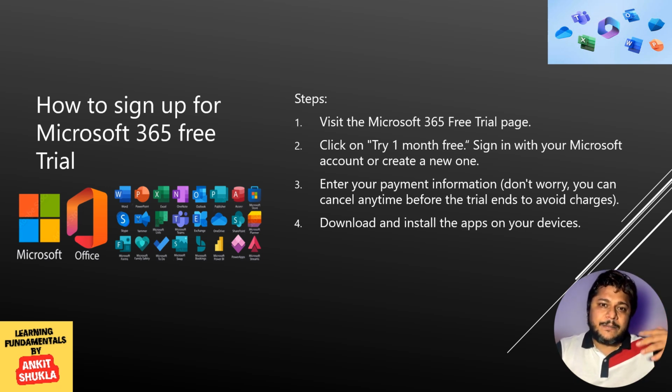First is we visit the Microsoft 365 trial page. We click on the 1 month trial option, sign in with our personal Microsoft account or create a new Microsoft account. Then we enter our payment information. You can always cancel your subscription before your trial ends to avoid any charges. And then we'll download and install the applications on our devices.